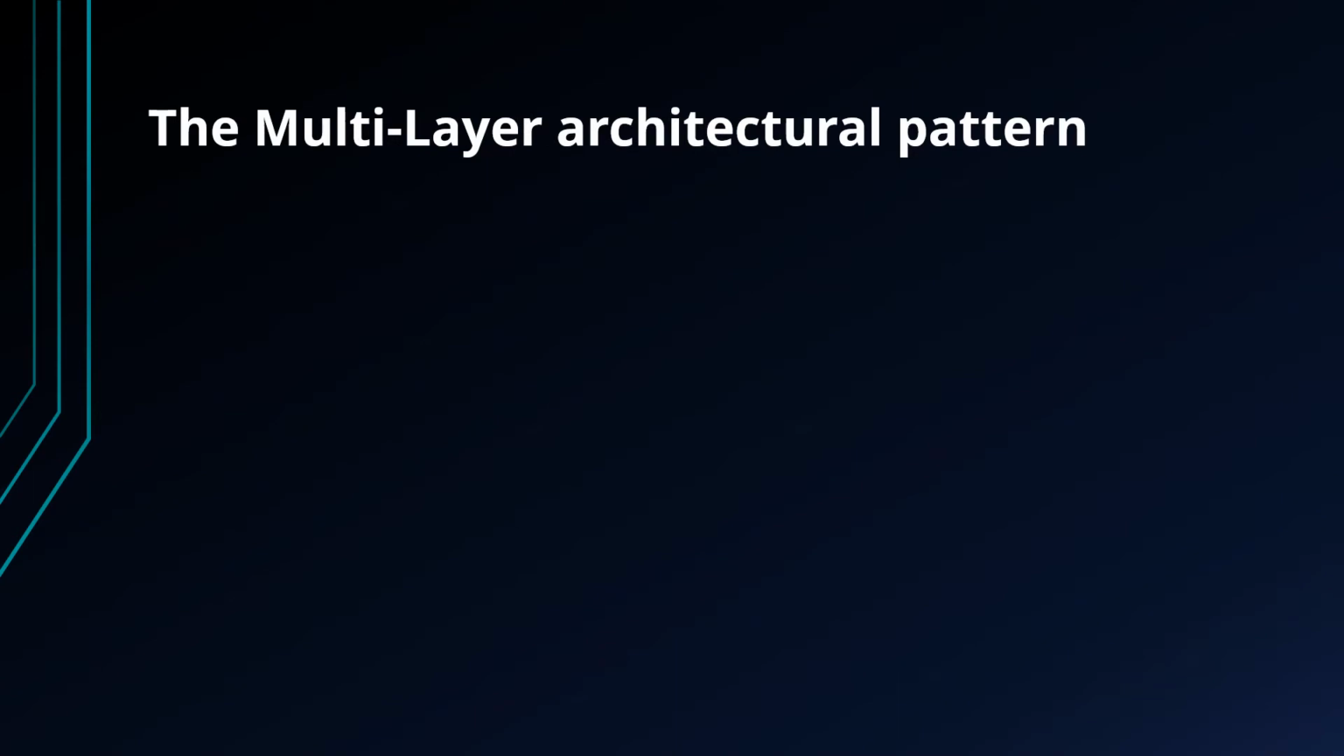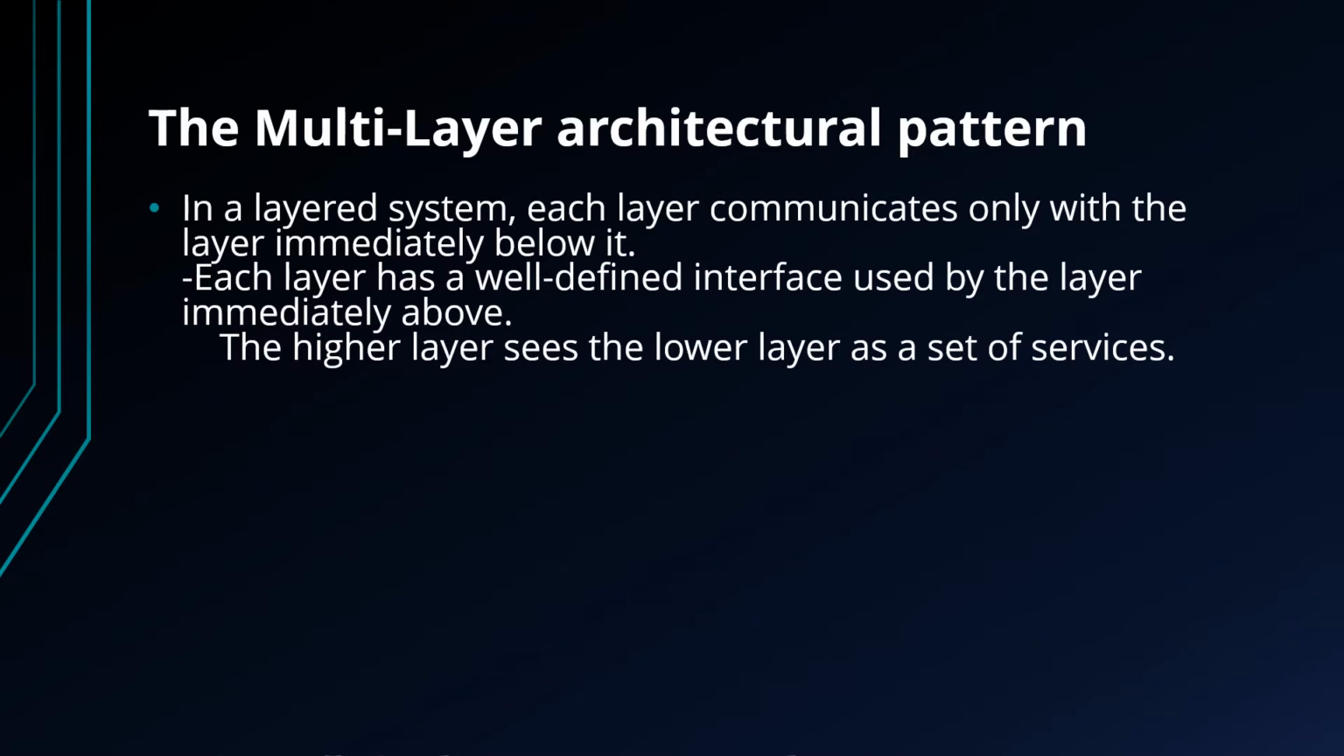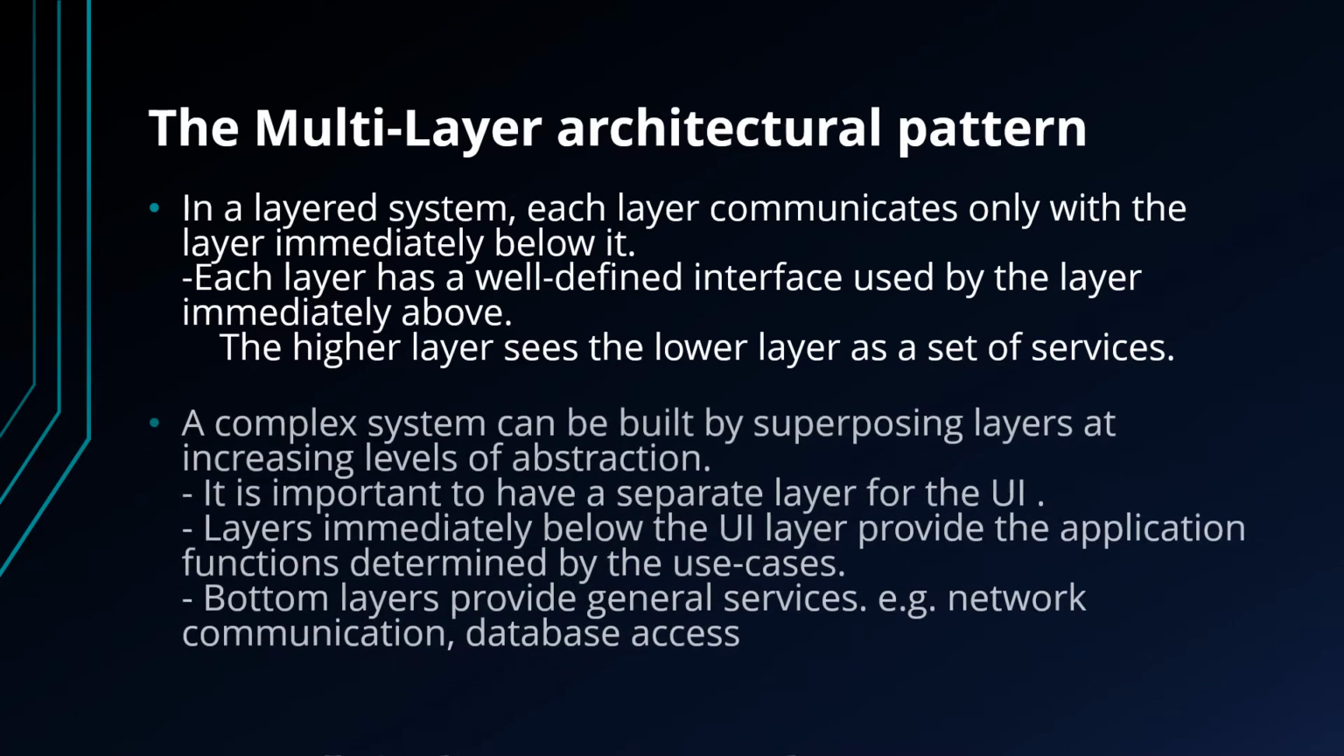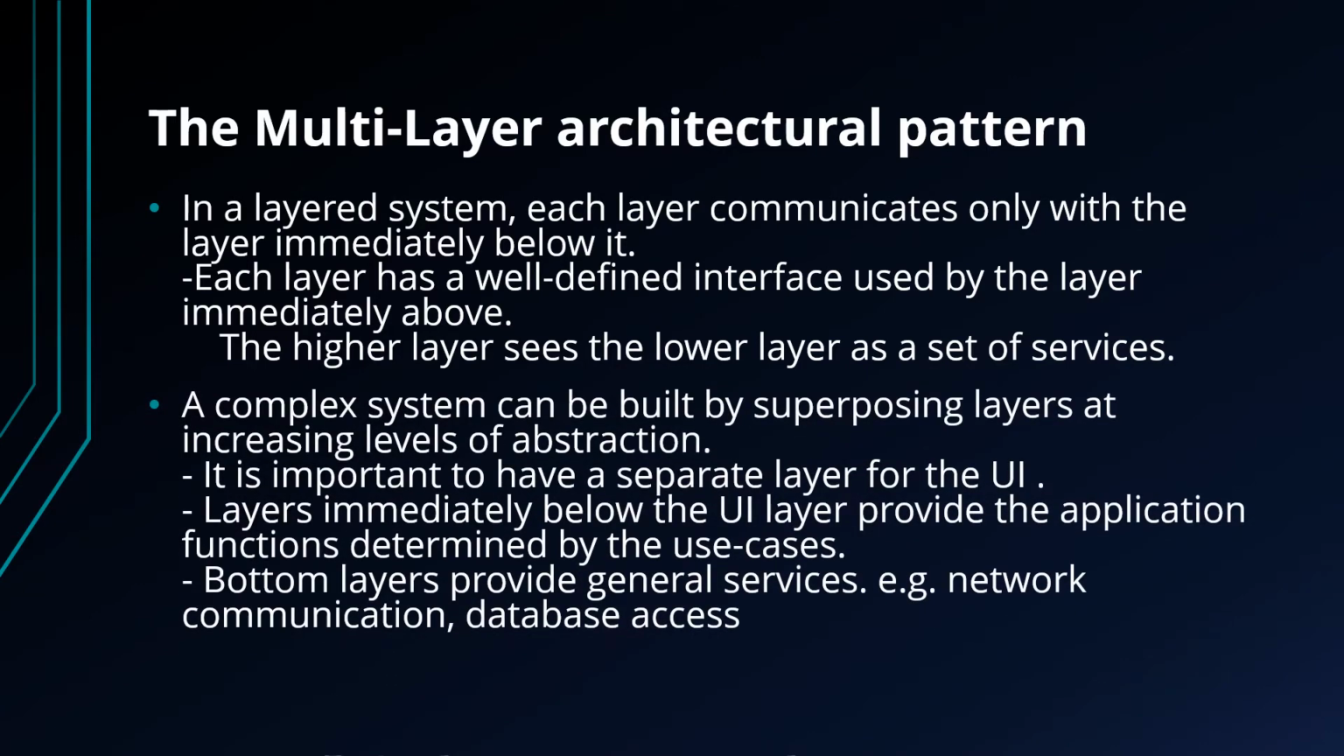So, the multi-layer architectural pattern. In a layered system, each layer communicates only with the layer immediately below it. Each layer has a well-defined interface used by the layer immediately above. The higher layer sees the lower layer as a set of services. So a complex system can be built by superposing layers at increasing levels of abstraction.